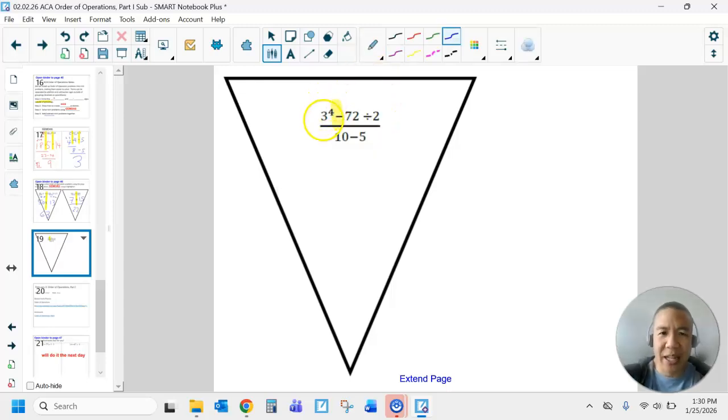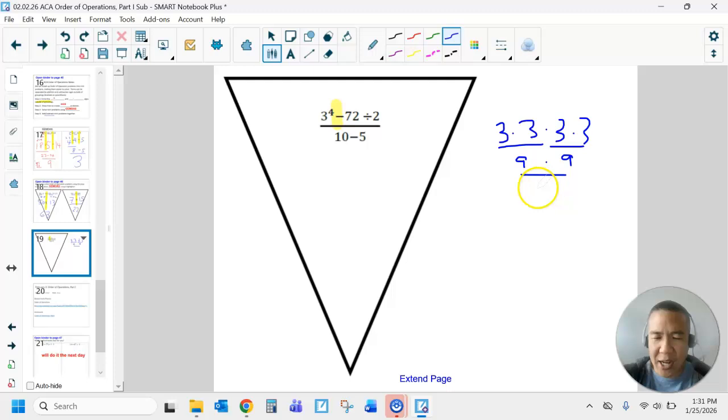Let's do the left side first. 3 to the 4th power. So you write the factor 3 four different times. What is 3 times 3 times 3 times 3? 3 times 3 is 9. The other 3 times 3 is 9. So what's 9 times 9? So the left mini problem or term is 81.